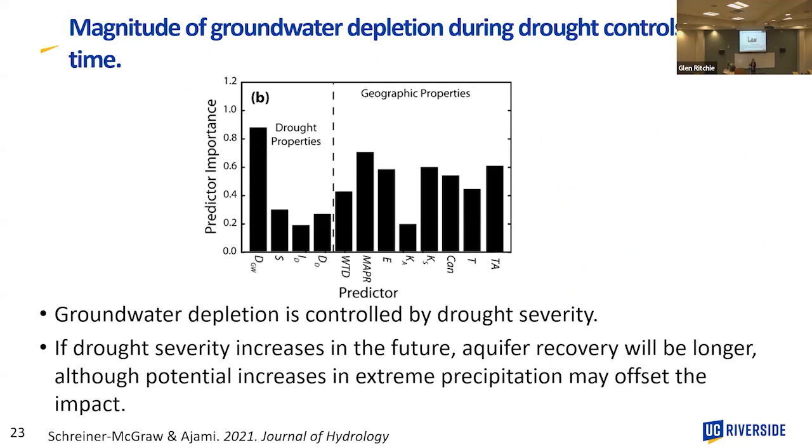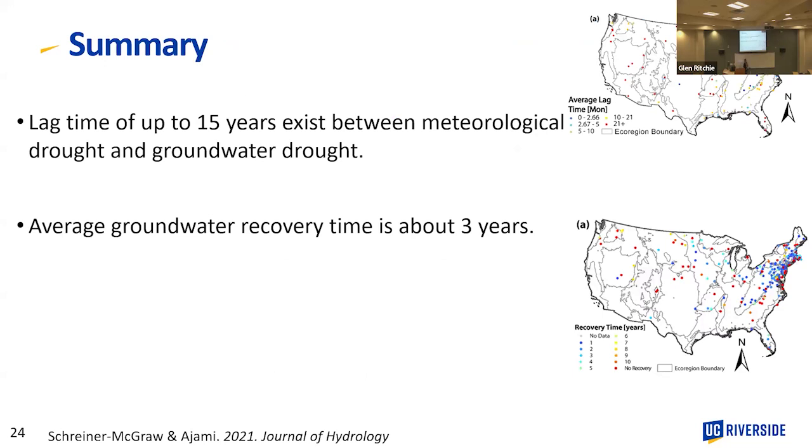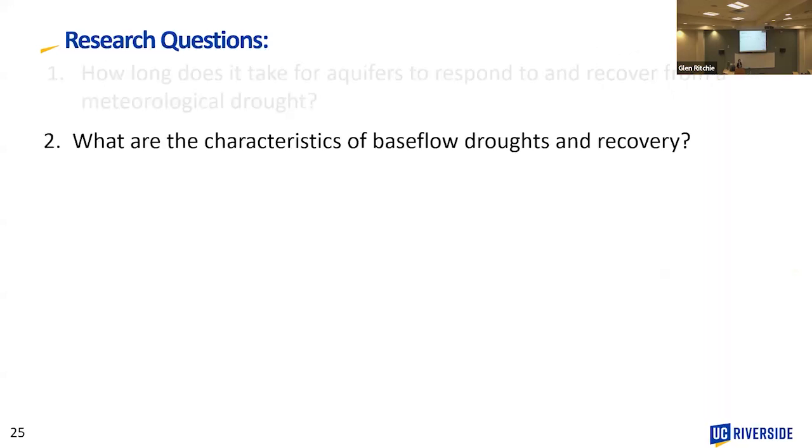But global climate models also predict that the frequency of flood events could increase in the future. So hopefully there might be a trade-off between the decline in precipitation versus the flood events, but we don't know, and more studies are required. So far, what I've shown is that there is a lag between precipitation droughts and groundwater droughts. This lag could be up to 15 years, and it takes a long time for groundwater to recover from the droughts. And of course, this would have important implications for water management.